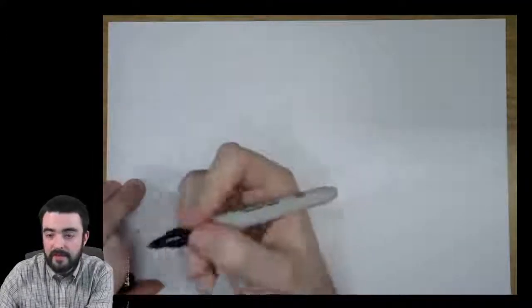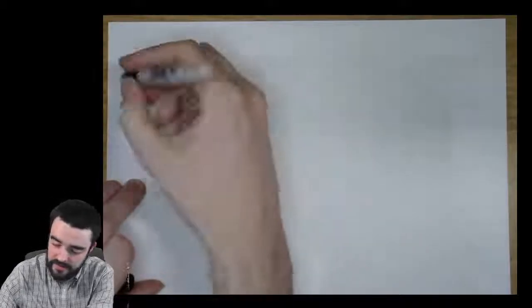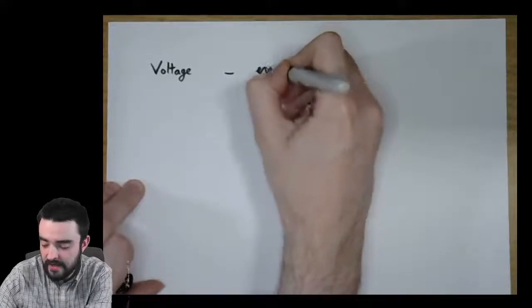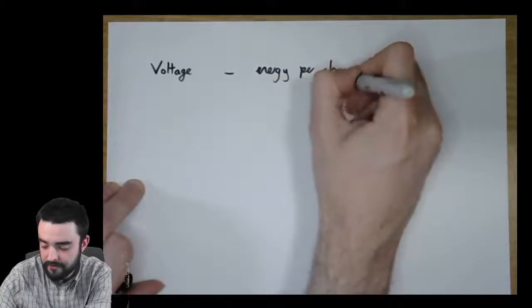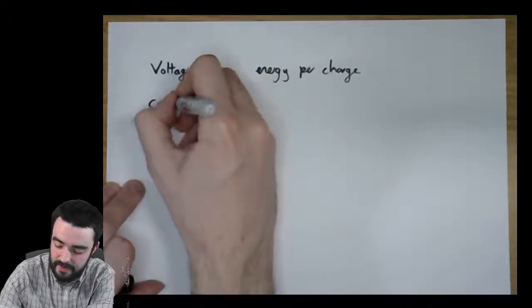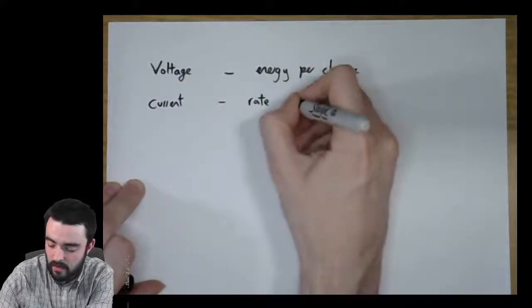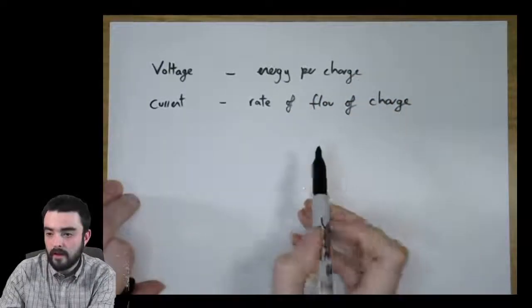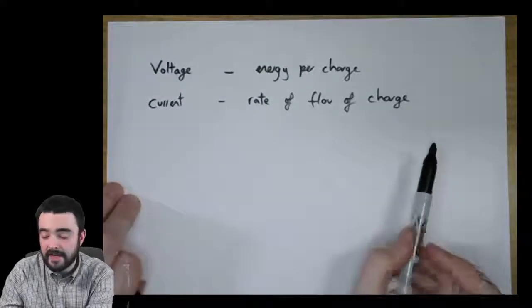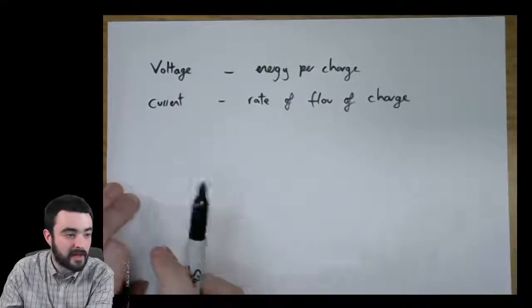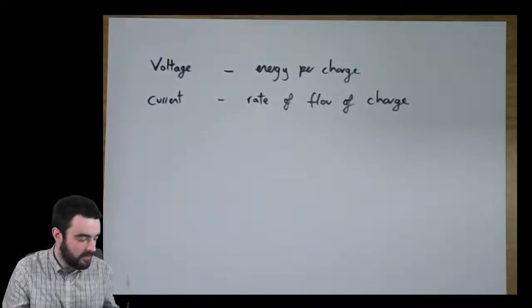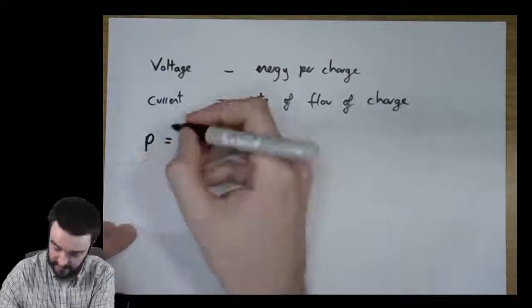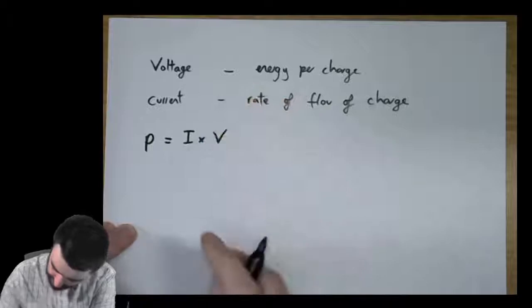So because of that, we can think about what we need to use. So if the voltage is the energy per charge, and the current is the rate of flow of charge, the rate of flow of energy is going to be the voltage multiplied by the current. So to find this, we're going to use the equation P is equal to I times V.